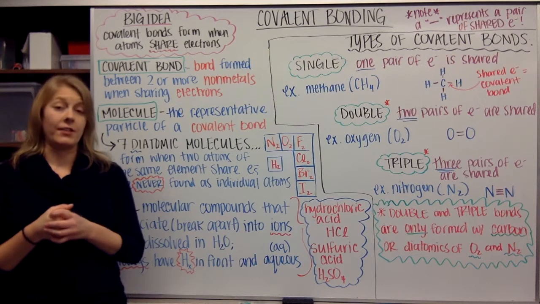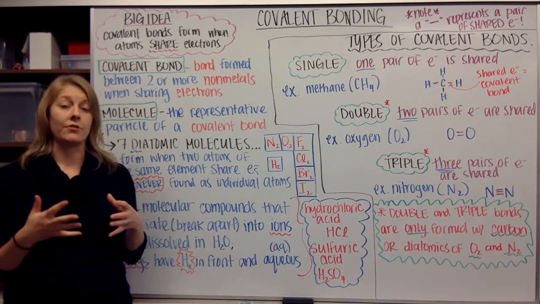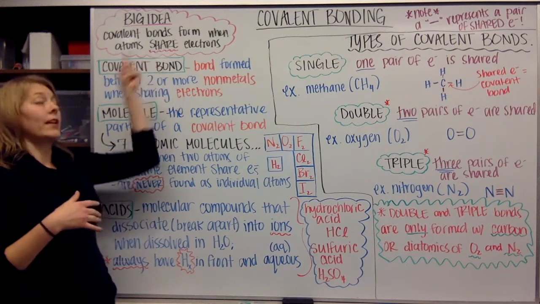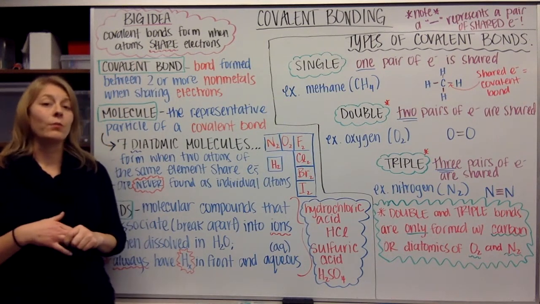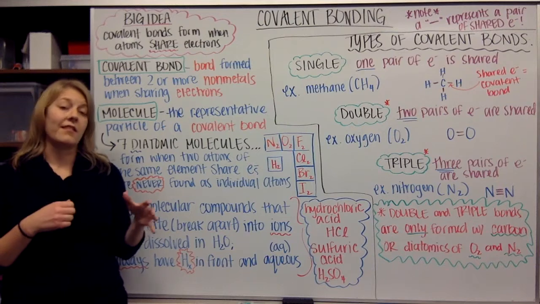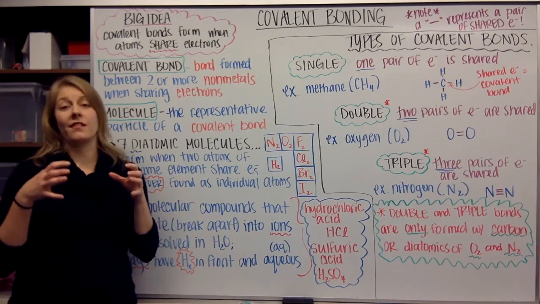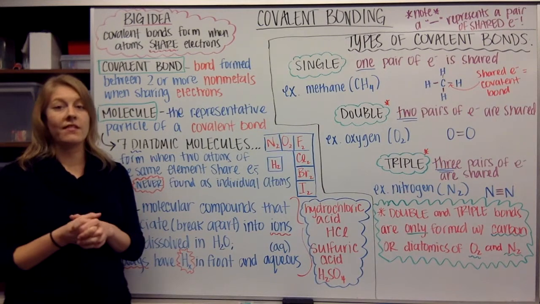Covalent bonding is very different. There's no gain or loss of electrons here. There's no formation of ions. The big idea here with covalent bonds is that covalent bonds form when atoms share electrons. So not being selfish, not taking or giving electrons, they're sharing the electrons between two or more atoms.